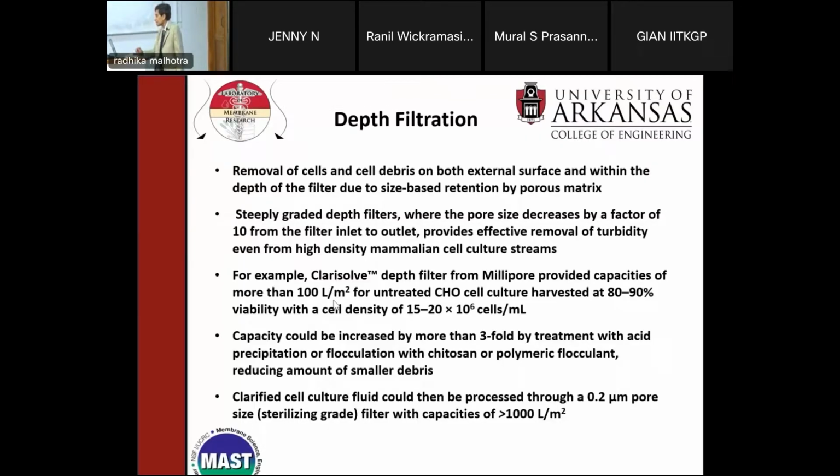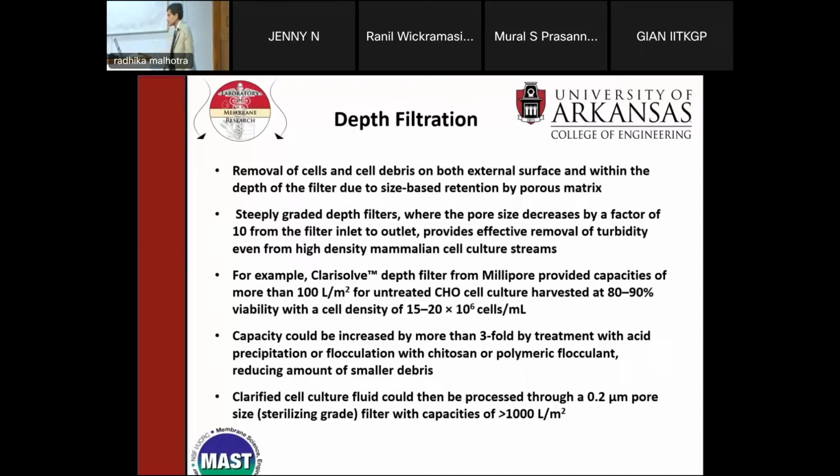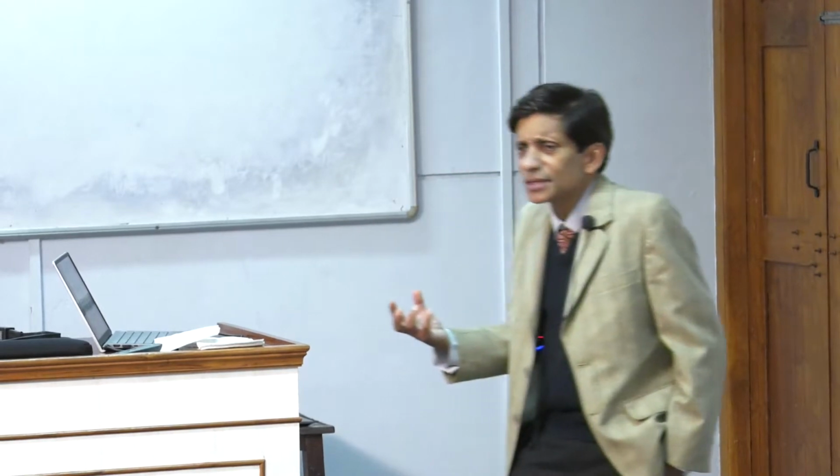Okay? So 100 liters per meter squared is actually a very high capacity for untreated CHO cell cultures harvested from 80 to 90% viability. I told you cell density is often over 90%, but when you're harvesting, it's less than 90, 80 to 90% viability. And this is typically the cell concentration. So you can see it's 15 to 20 by 10 to the 6 cells per ml. So again, in batch cultures, that's pretty high. Okay? We are also today moving towards continuous biomanufacturing, where people look at something called perfusion cultures, which I'll talk about later. But this is typically what they call fed batch.